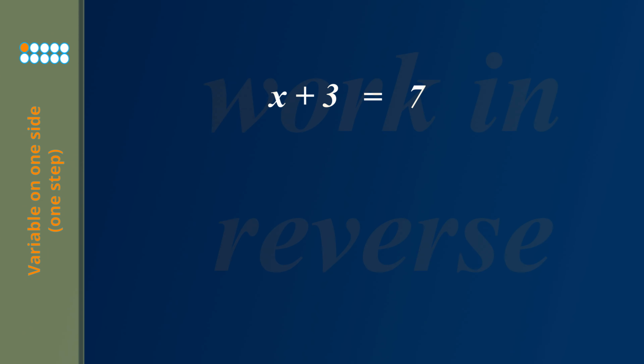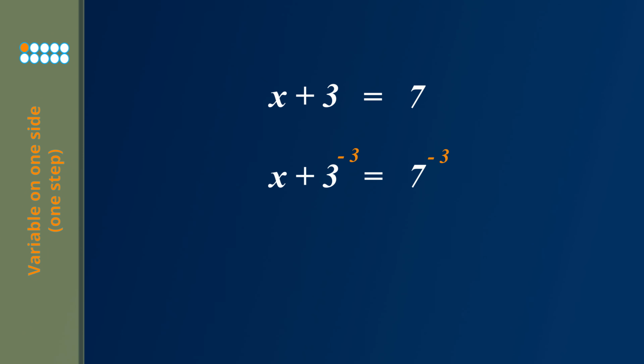Our strategy is to work in reverse. The last operation that was done was to add 3. So to undo this, we will do the reverse. That is, we will subtract 3 from both sides. On the left side of the equation, plus 3 and minus 3 cancel out, leaving x by itself. On the right side of the equation, there is 7 minus 3. So x equals 4.